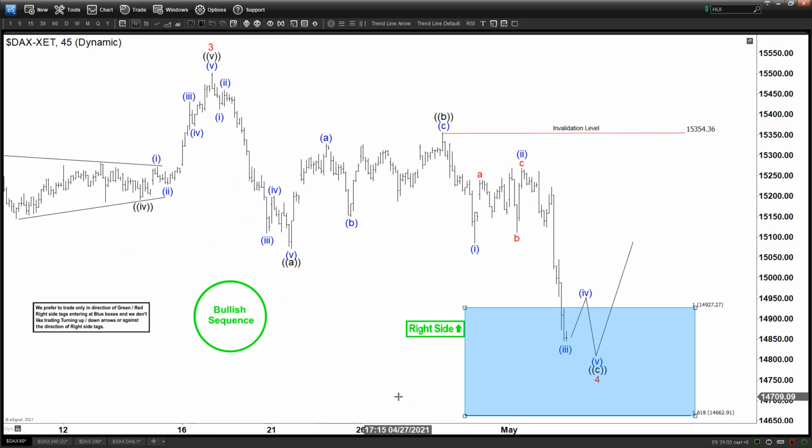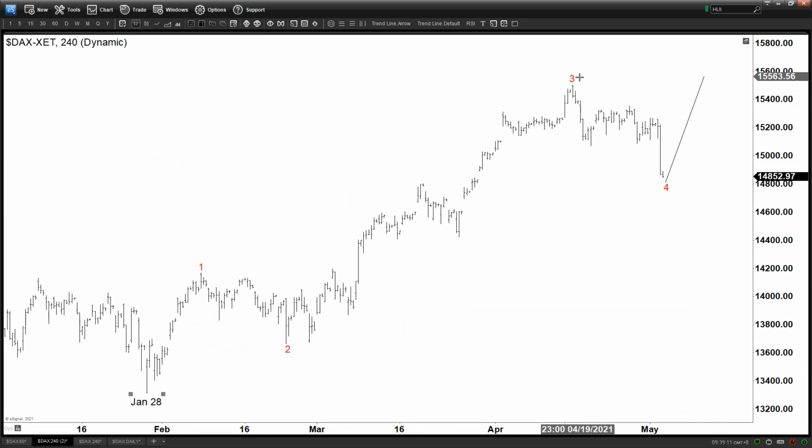Now let's take a look here at the larger degree for our chart. Remember this 3 and 4 in the minor degree here. So this is the same 3 and 4 here. Then if this is 3 and 4, this is the 1 and 2. So we're talking about the cycle that started from the January 28 low here. We have 1, 2, 3, 4.